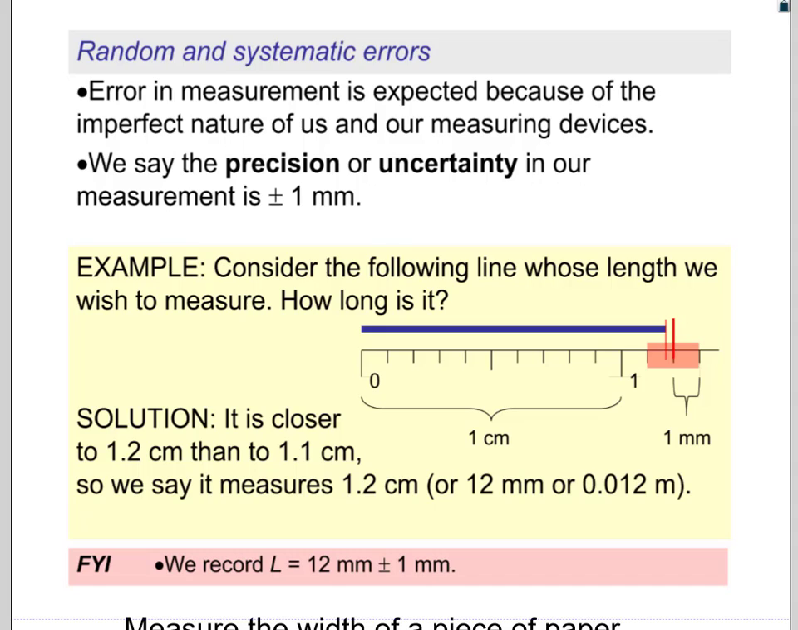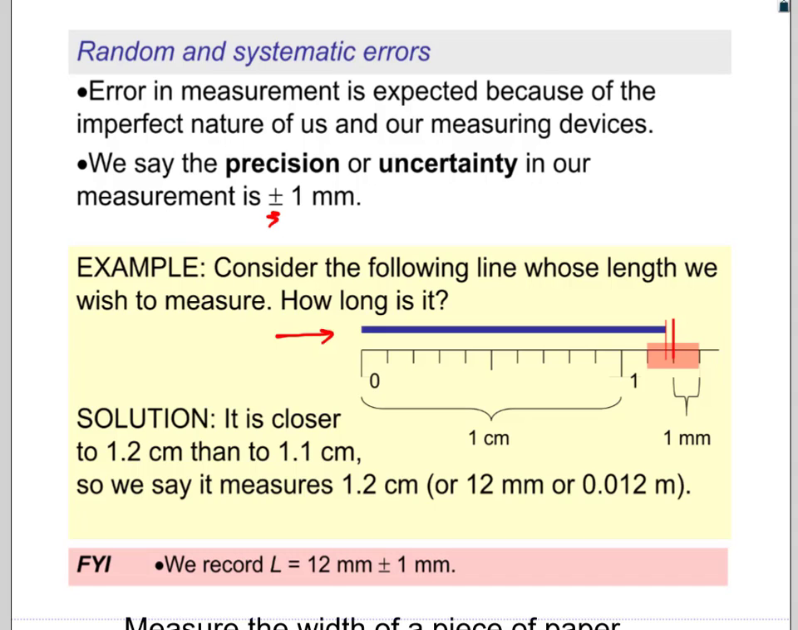Okay. So random and systematic errors. Error in measurement is expected because of the imperfect nature of both ourselves and our measuring devices. So we can talk about the precision or uncertainty in our measurement as being plus or minus 1 millimeter, for example. That's just an example. It could be Celsius in temperature, it could be milliliters, could be a lot of different things. So if we look at the blue line in the example here, we can see that that blue line is definitely 1 centimeter long.